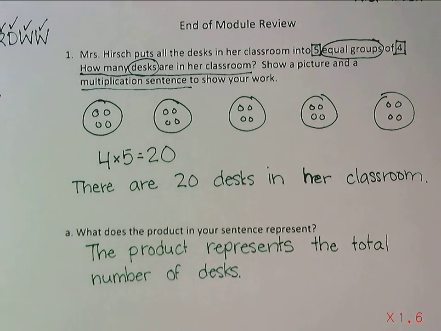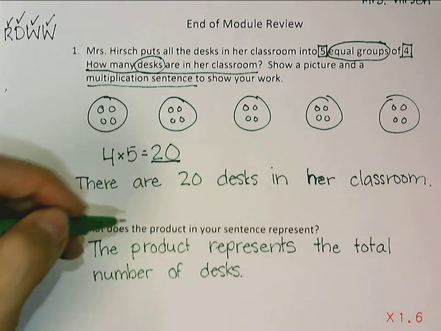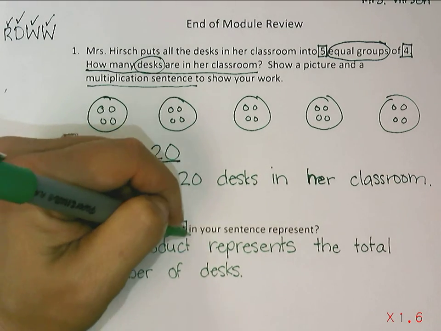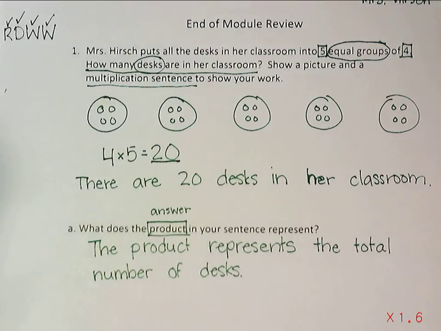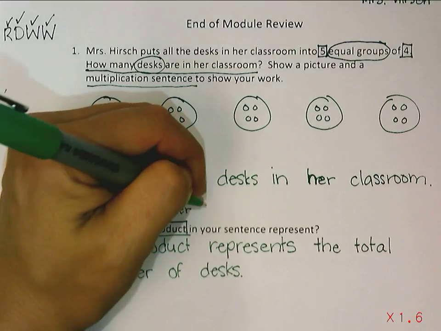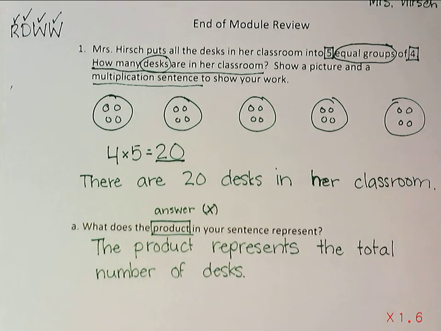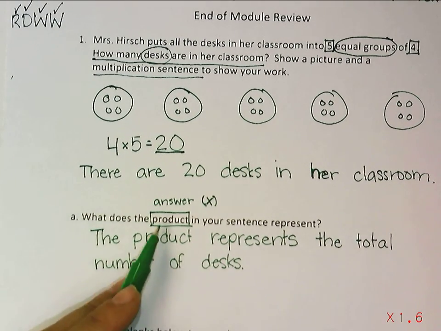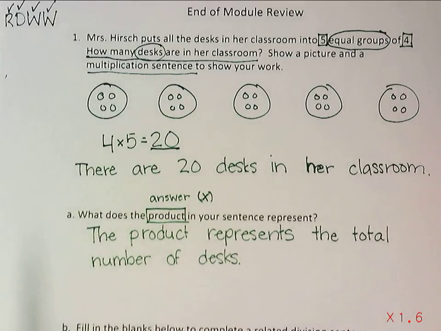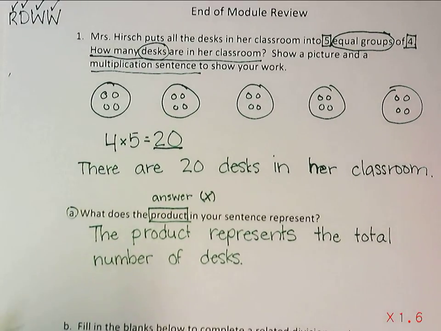Let's look at our product. Our product is 20. When I say product, I just mean answer. The product is the answer of a multiplication or times. I'll put a little X right there to help you remember. The product is always the answer of a multiplication sentence. So there's the product. That's letter A. You'll see something like this on your test on Friday too.